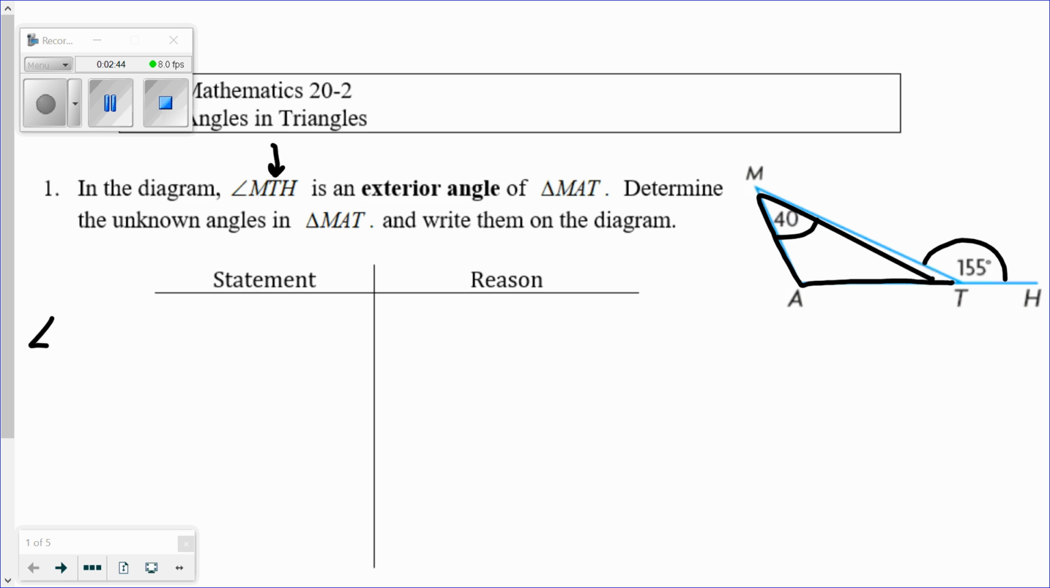Angle MTA plus angle MTH need to be equal to 180 degrees. So that is the two angles that are at T, MTH being this outside one, MTA being this little inside angle. We know that they need to be equal to 180 degrees because angles on a straight line are supplementary.